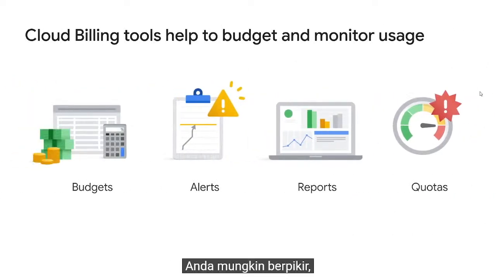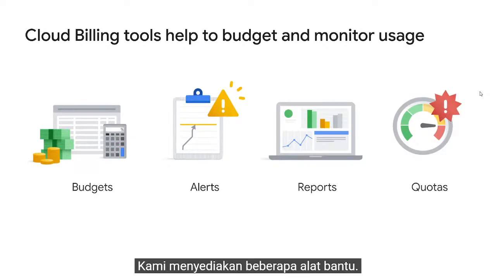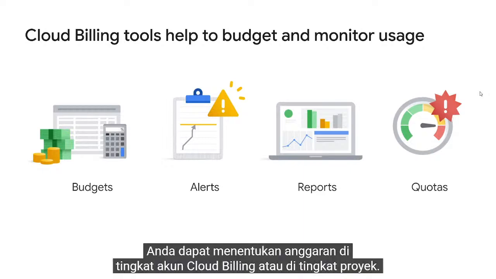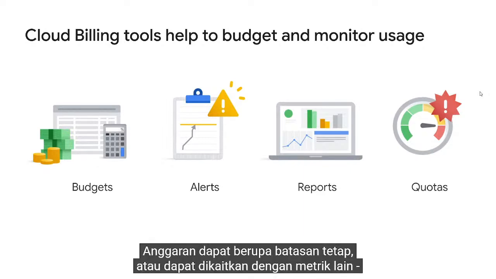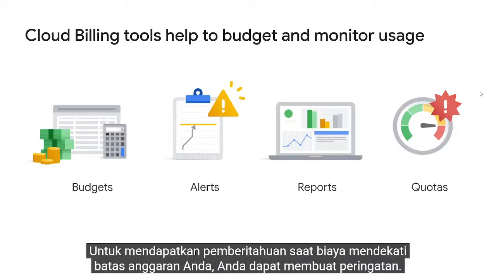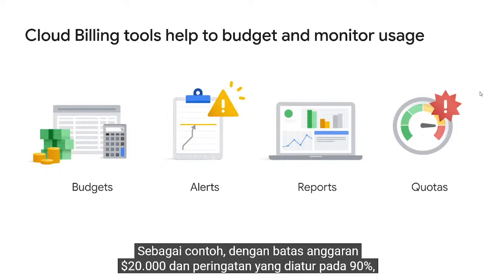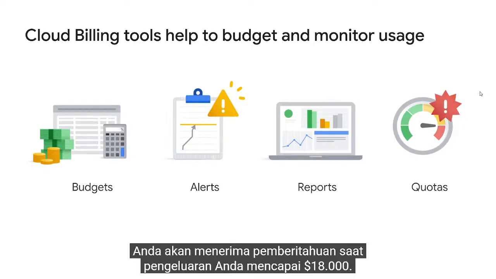You're probably thinking, how can I make sure I don't accidentally run up a big Google Cloud bill? We provide a few tools to help. You can define budgets at the cloud billing account level or at the project level. A budget can be a fixed limit or it can be tied to another metric, for example, a percentage of the previous month's spend. To be notified when costs approach your budget limit, you can create an alert. For example, with a budget limit of $20,000 and an alert set at 90%, you'll receive a notification alert when your expenses reach $18,000.